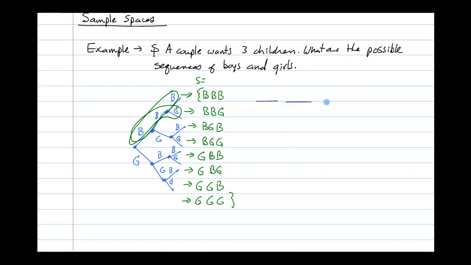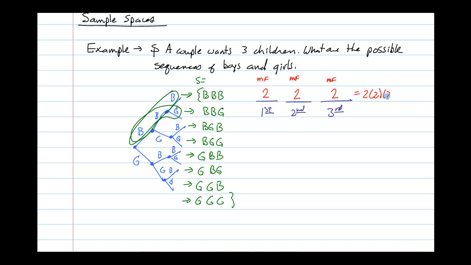Well, it's a basic counting principle. If you want to think about this, you could say this is your first child, second child, and third child. For your first child, there's 2 possible outcomes, male, female, or boy, girl. For your second child, there's still 2 possible outcomes, male, female, or boy, girl. And for my third child, I have 2 possible outcomes, male, female, or boy, girl.